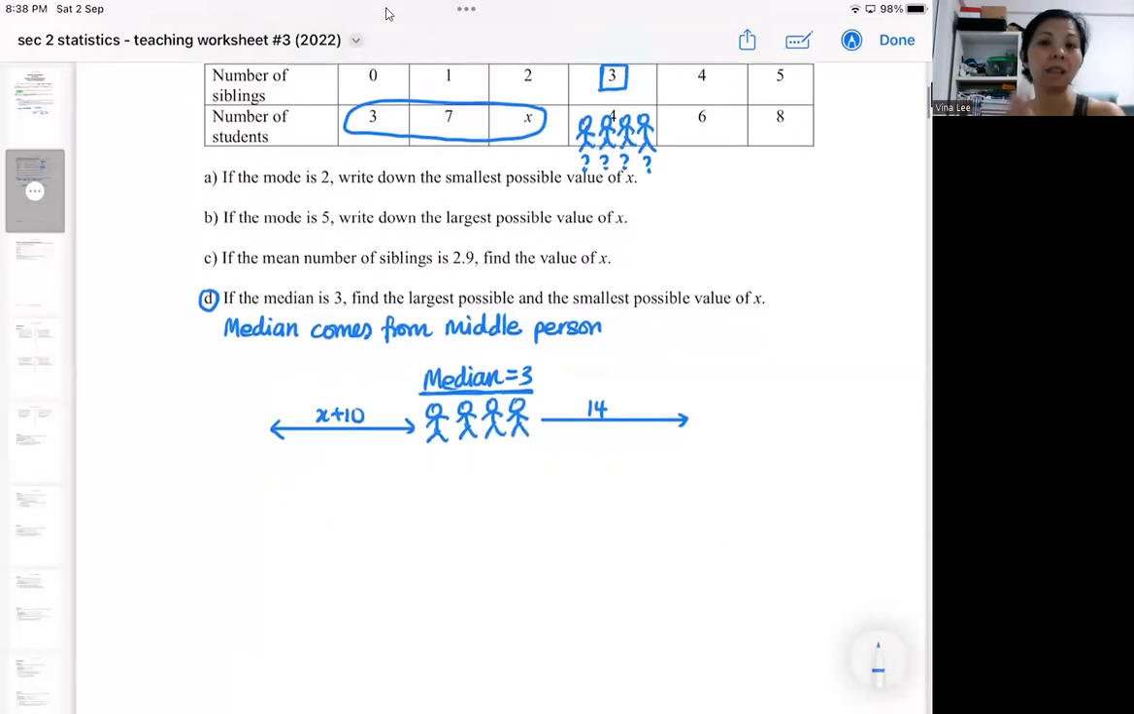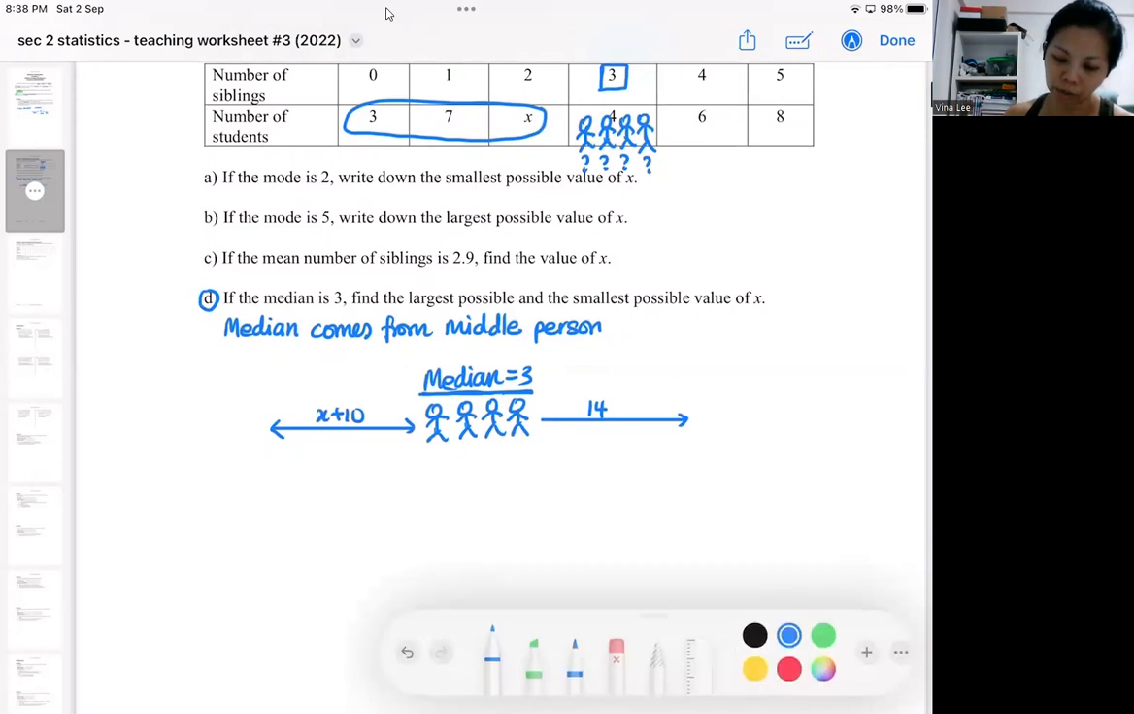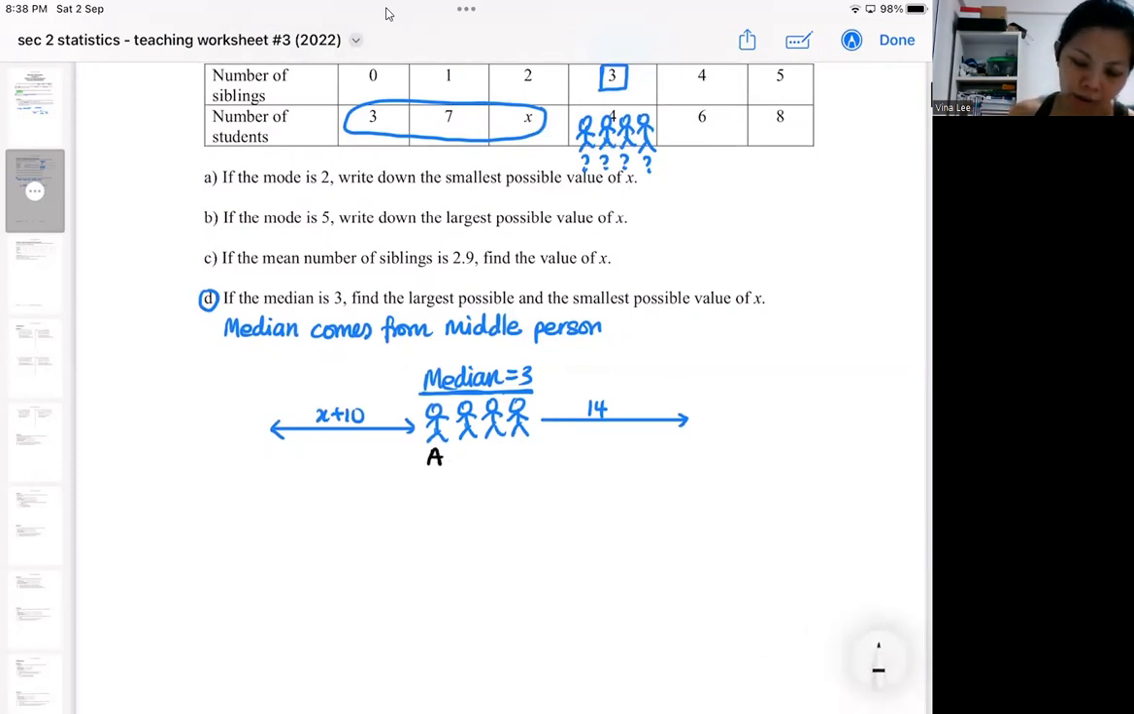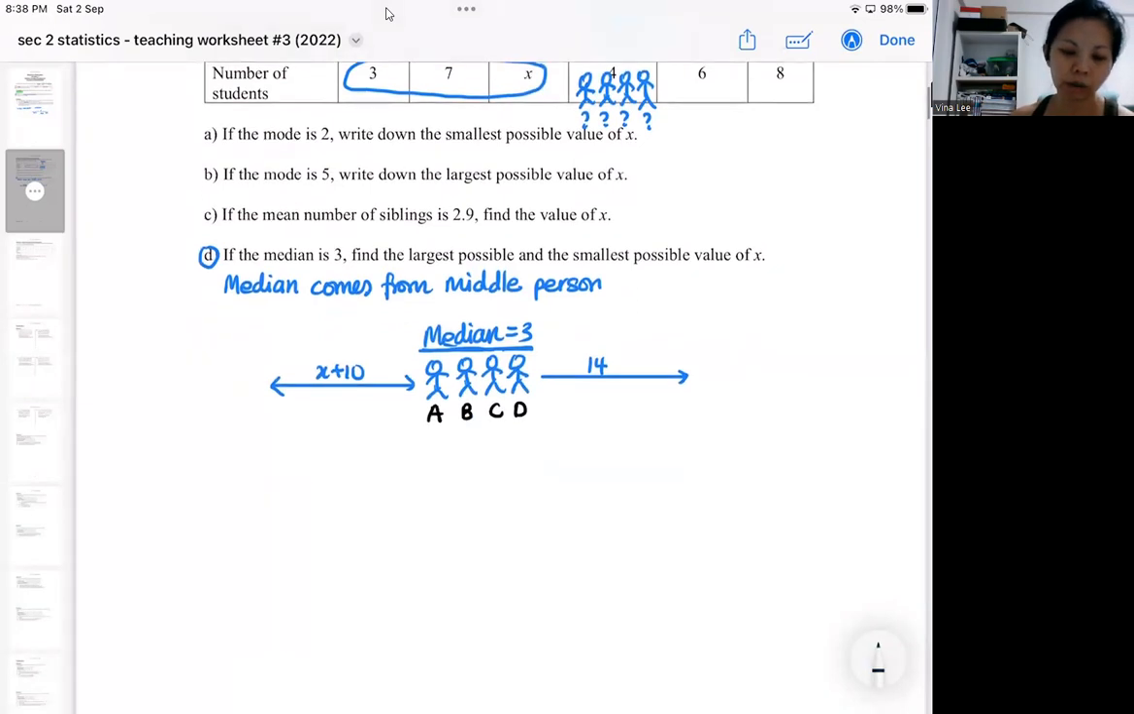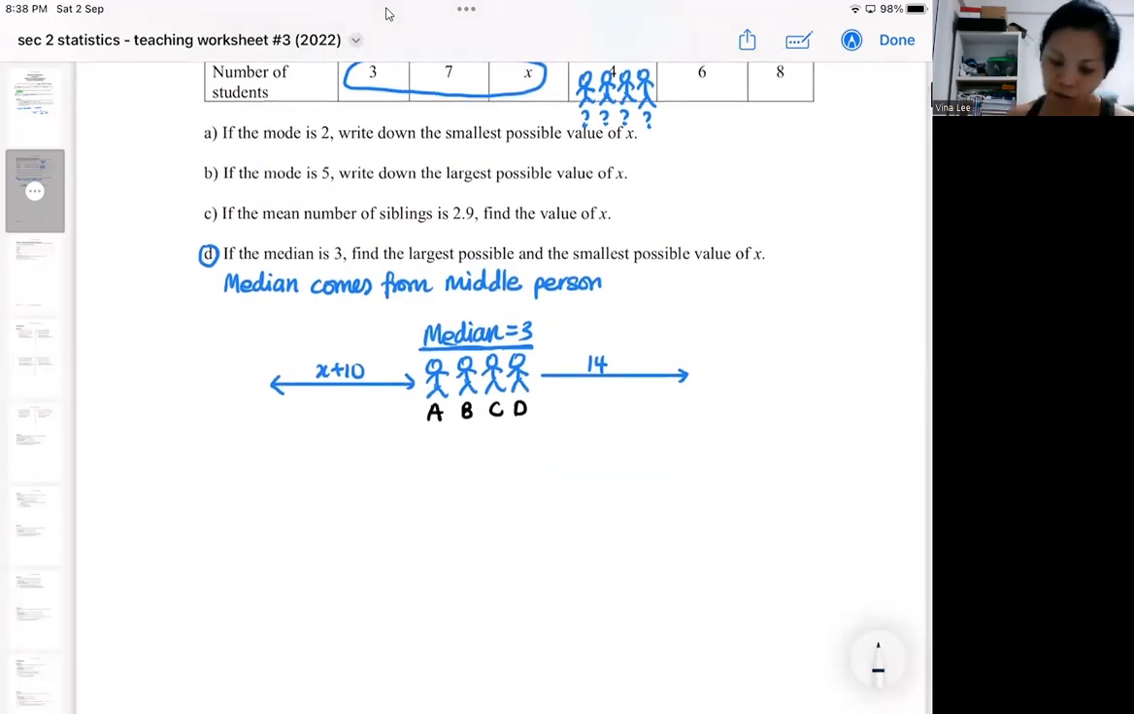So we are going to consider cases. Okay, so I'm going to consider A, B, C, D. You can consider cases like this. Okay, so I'm going to consider this as the middle guy. So think about if A is the middle guy.